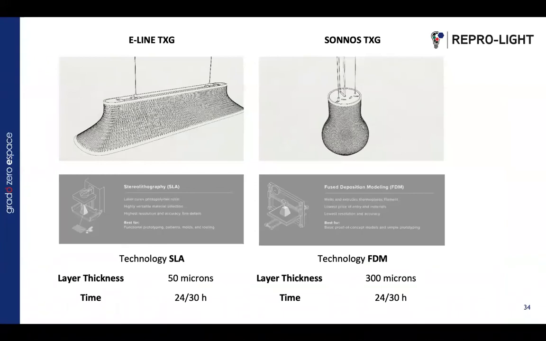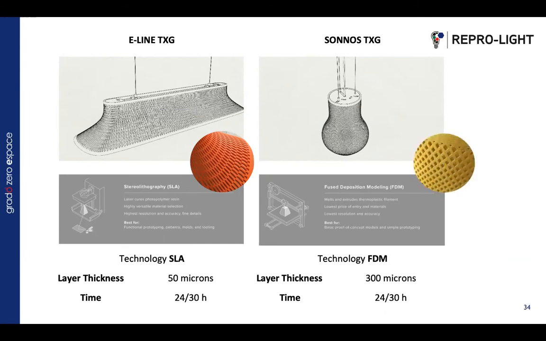Two different additive production technologies were used for manufacturing the lamp shading components: stereolithography through laser for the E-line luminaire and fused deposition modeling for the SONNOS luminaire. The realization quality in terms of layer thickness of the two technologies is reported and shown here in two circular windows.